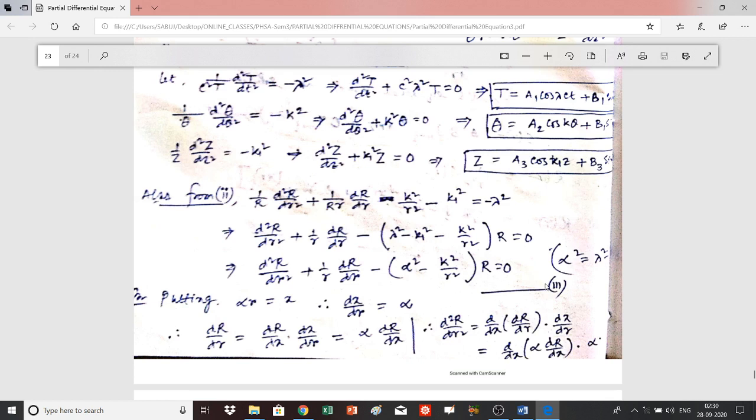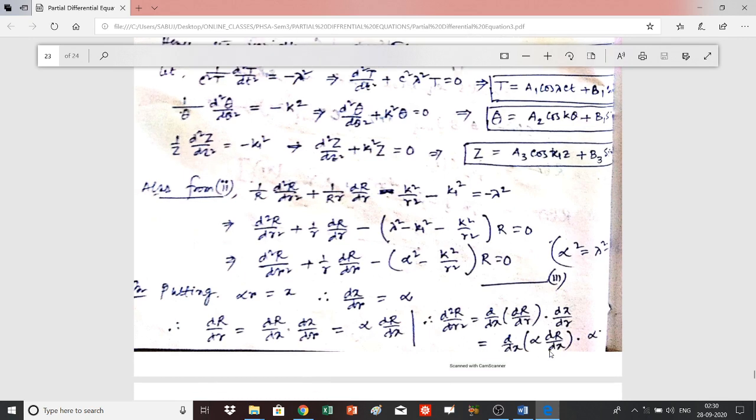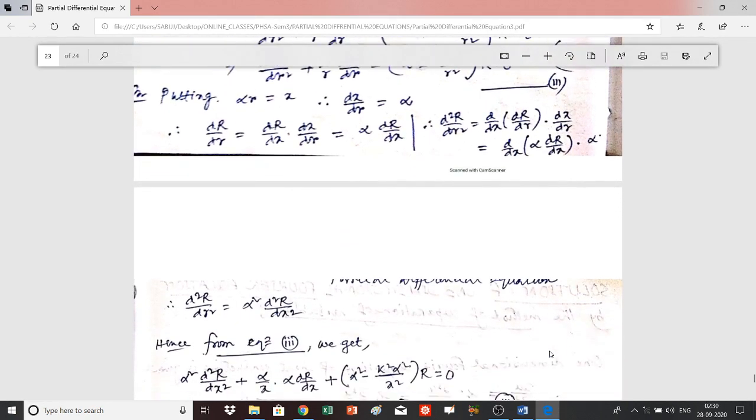This is equation number 3. Just substitute alpha r is equal to x, then dx by dr is equal to alpha, and then dr by dr can be written as dr by dx into dx by dr, that will give you alpha dr by dx. In this way d2r by dr square is computed, and that will finally give d2r by dr square is equal to alpha square d2r by dx square. So the correction is made here.